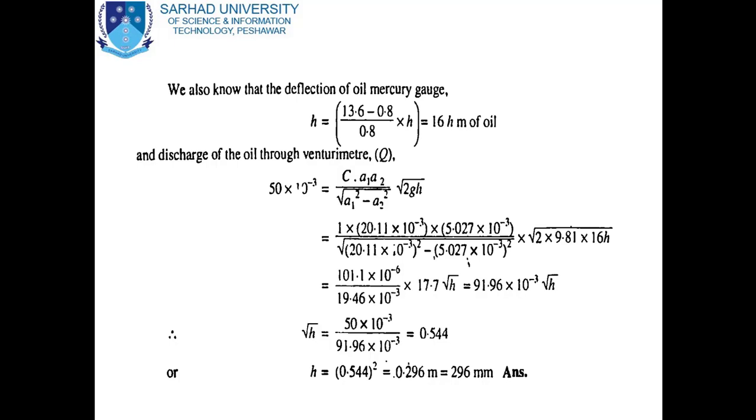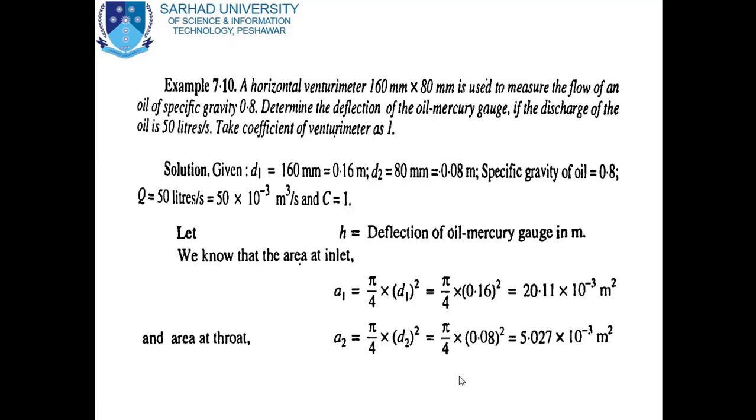Discharge Q is already given, which is 15 into 10 to the power minus 3. Put the value of C, which is 1, A1 and A2 are already found, and put the value of G as 9.8 and H is equal to 16H. So by solving this equation, you will get the value of H, which is equal to 0.296 meter, that is equal to 296 millimeters, and this is the answer of our example 7.10.